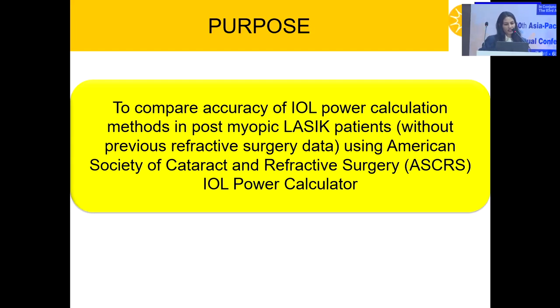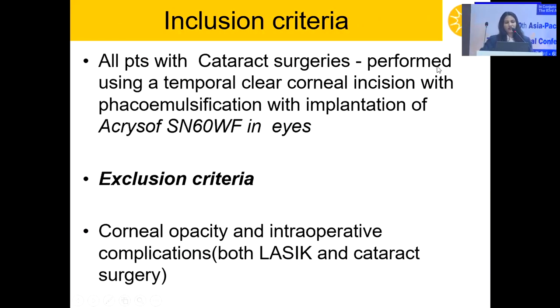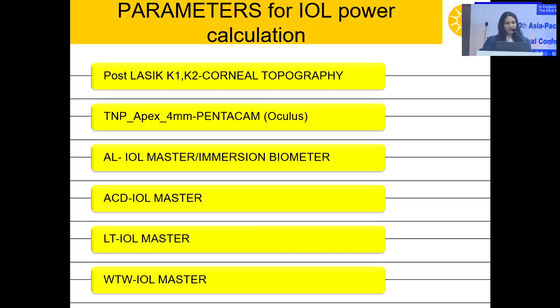the ASCRS IOL power calculator. It was a retrospective comparative case series done in 20 eyes that had previously undergone myopic LASIK and then cataract surgery. Inclusion criteria was cataract surgery done using temporal clear corneal incision with phaco with in-the-bag IOL implantation. All eyes with corneal opacity and intraoperative complications of either LASIK or cataract surgery were excluded.